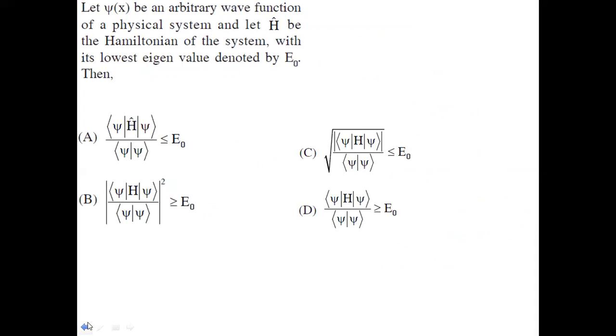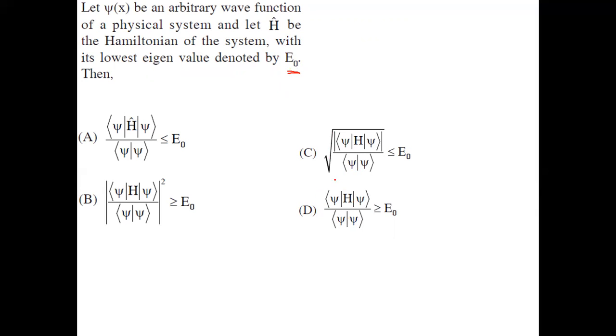Now here is one more problem. It reads like this: let psi x be an arbitrary wave function of a physical system and H be the Hamiltonian of the system with its lowest eigenvalue denoted by E naught. So which is the relation which is correct here? In this case, this is the expectation value of the energy.